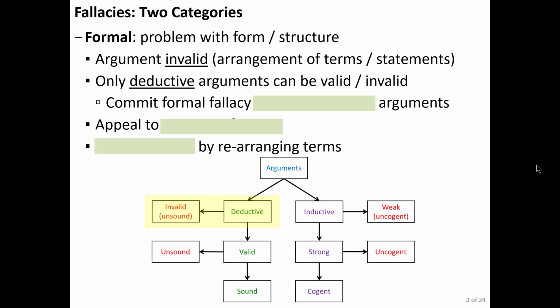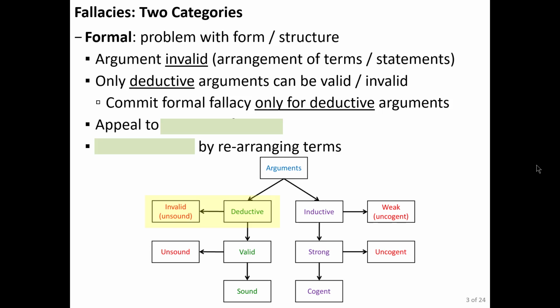Deductive arguments can be valid or invalid. So when we're talking about a formal fallacy, we're talking about validity or some type of issue with validity. Specifically, a deductive argument that is invalid is one that has a formal fallacy. It's not going to be anything else. That's why I drew those boxes down below, to help you keep that in mind. Therefore, because a formal fallacy is an invalid deductive argument, we're committing a formal fallacy only for deductive arguments.